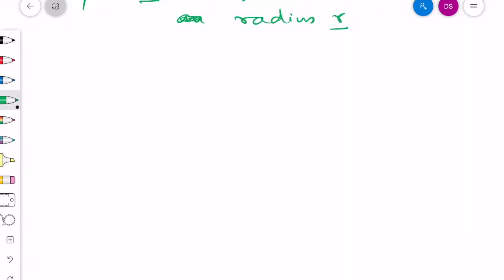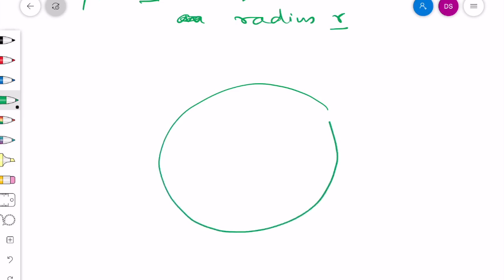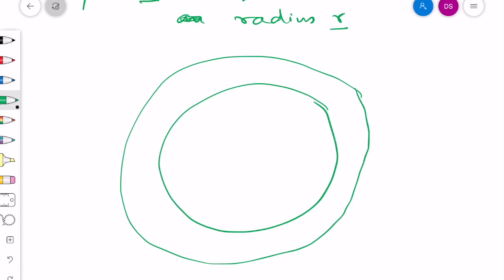Let's look at an example of that. Let's go back to our car example. So our car was moving in a circular path. Let's say that this is our car. The car is describing a circle of radius r. R, I don't know, is maybe 100 meters.